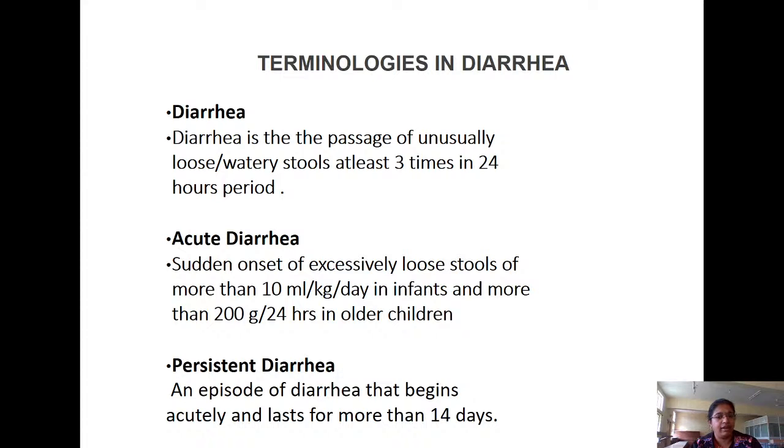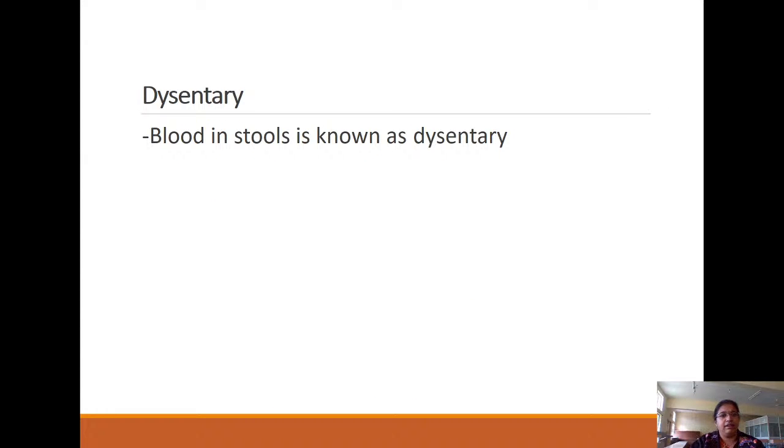What is persistent diarrhea? Any episode of diarrhea that begins acutely and lasts for more than 14 days. So that is persistent diarrhea. What is dysentery? Blood in stools is known as dysentery.